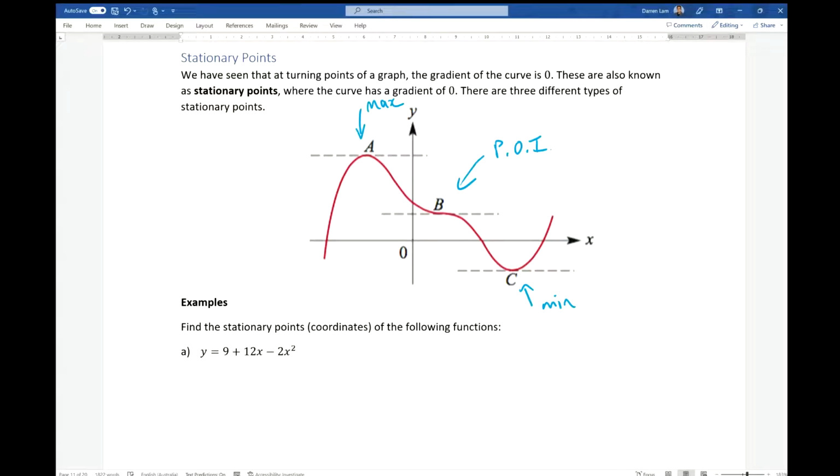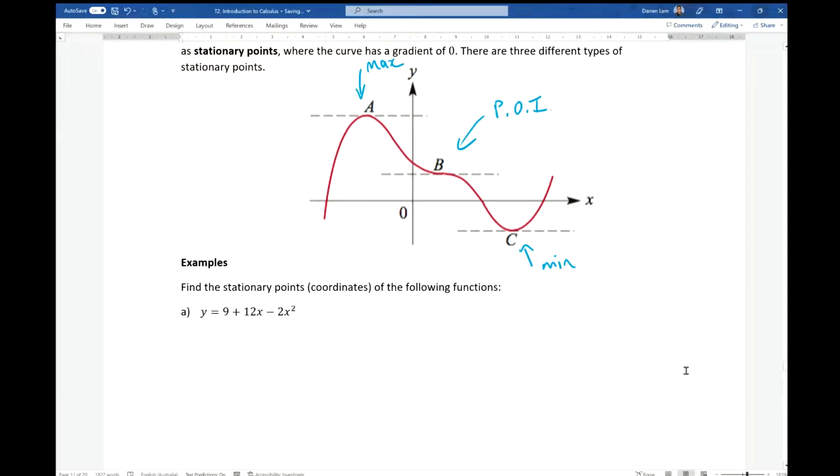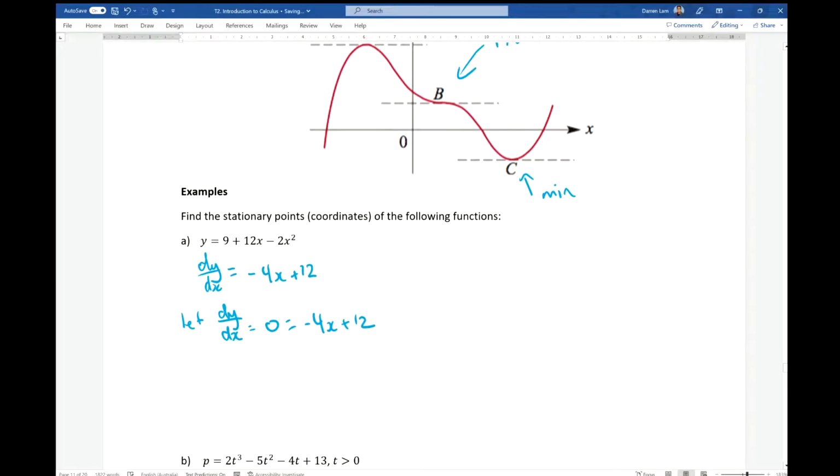Okay, so we've got a point of inflection. Of course, we find the stationary points of the following functions. In this case, I'm just going to find the derivative first. So dy/dx, nothing fancy, no product rule necessary here. I'm just going to rewrite that as negative 4x plus 12. I'm going to let my dy/dx equal 0, which gets me, adding that on both sides, 4x equals 12, x equals 3.